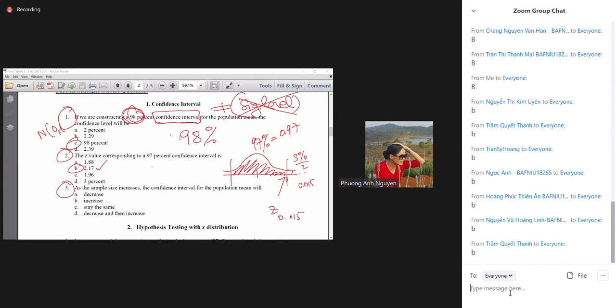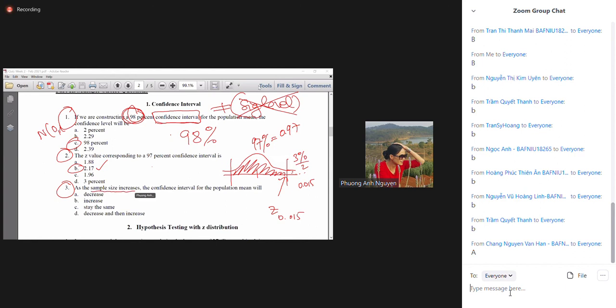Okay, you told me decrease. Since to me decrease is the right one, let me check. Sample size increases, so it means n increases, right? Confidence interval for the population mean will... So they talk about the interval length, right? The length of the interval.